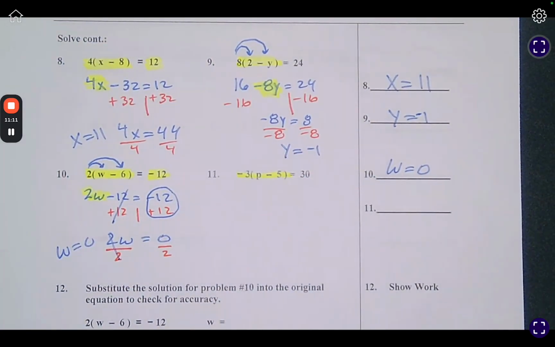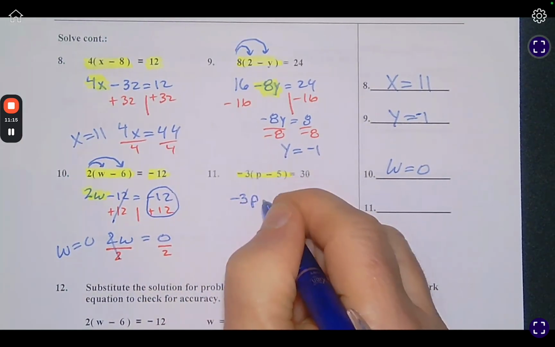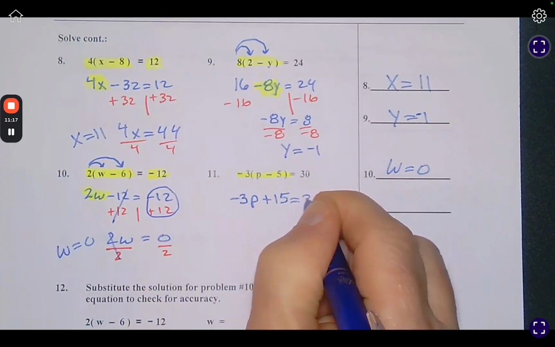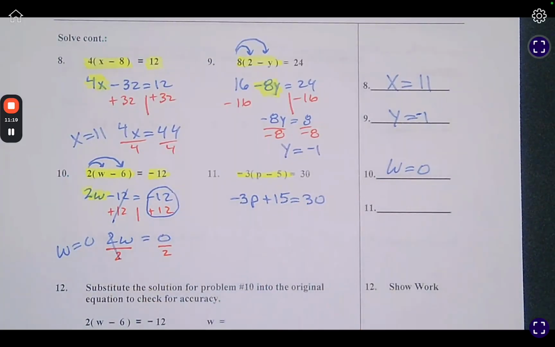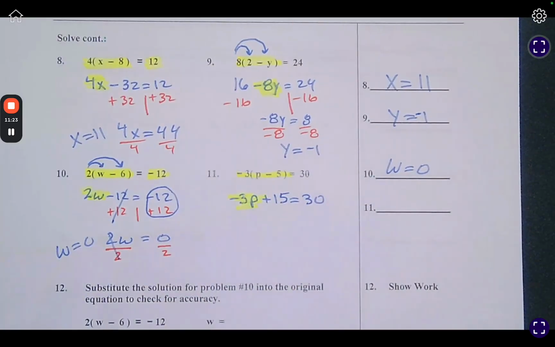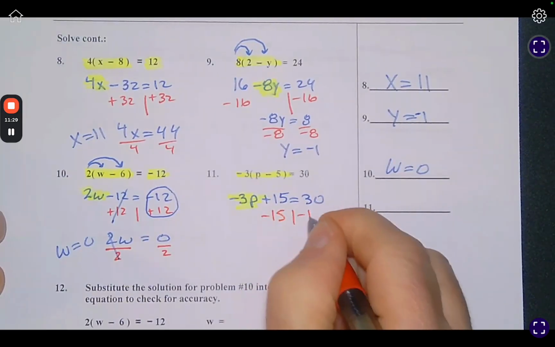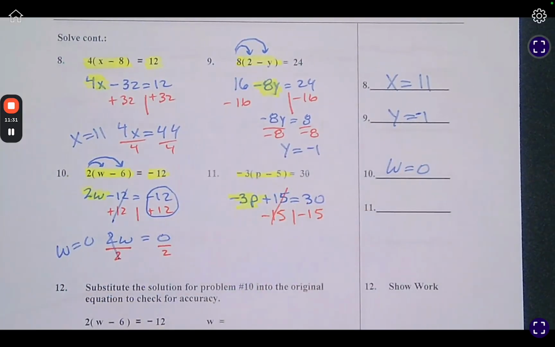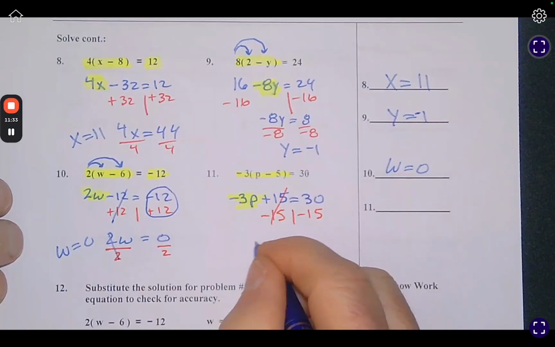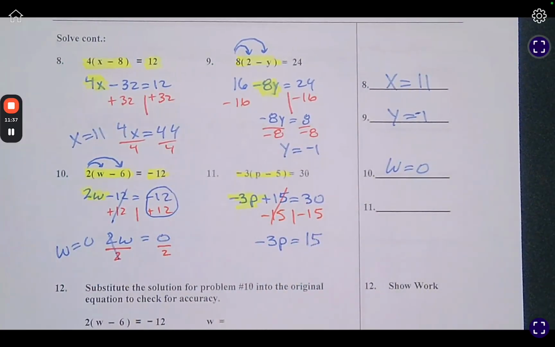Distribution. -3 times p. Negative times a negative is a sweet positive. There we go. Identify that variable term. It's the p term. Subtract 15 from both sides. That goes to 0. That was the goal. -3p equals 15. Now what do I do next?